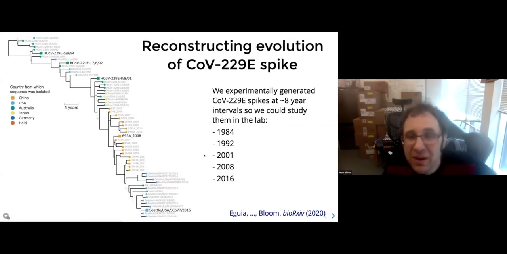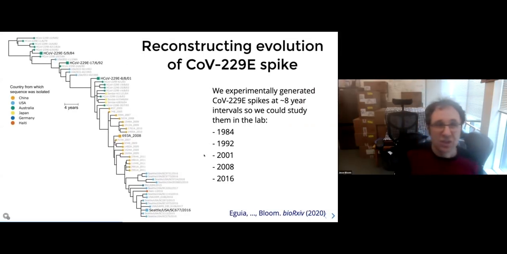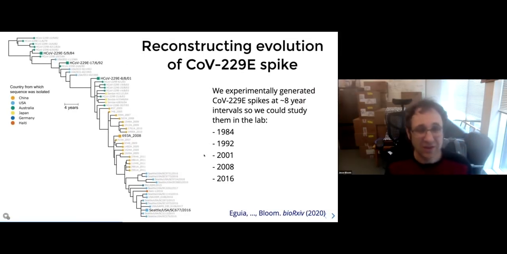So what we did is we went to the available sequences in GenBank and we reconstructed a phylogenetic tree of the coronavirus 229E spike protein, going back to the oldest non-lab adapted sequences we could find, which were in the very late 1970s. Here are sequences from the late 70s and early 1980s, and then down here are sequences from the last few years. I hope you can appreciate a couple of things about this phylogenetic tree.